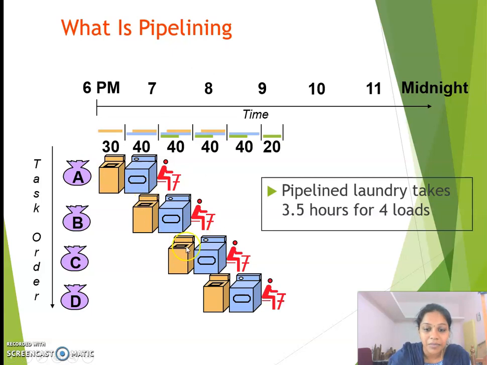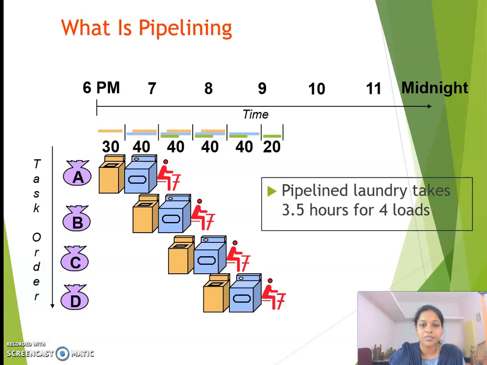The total time taken here is 3.5 hours for 4 loads. This is the maximum time taken that we use for calculation. The first stage is 30, the remaining we calculate using the maximum time taken, and the last is 20 units of time. So the total time taken to complete the laundry process for 4 loads is 3.5 hours if we use the pipelining concept. This is the classic example which clearly explains how we utilize the hardware to the fullest.